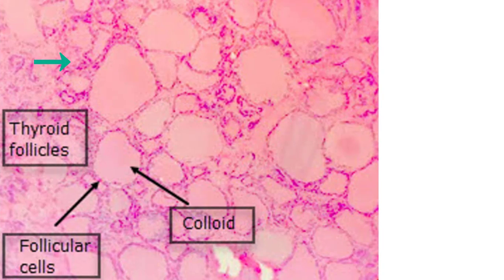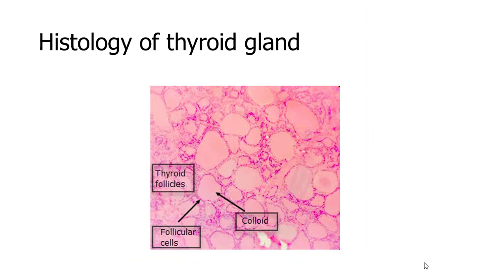Distributed among these follicles, which is not very clearly seen in this picture, are the parafollicular cells or C cells, which secrete calcitonin. Thus, the thyroid gland produces three types of hormones, that is T3, T4, and calcitonin. T3 and T4 are considered the thyroid hormones.